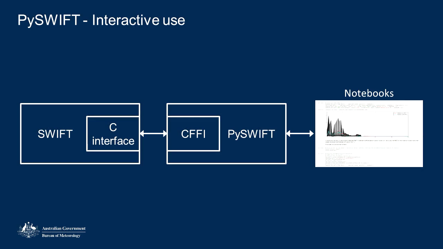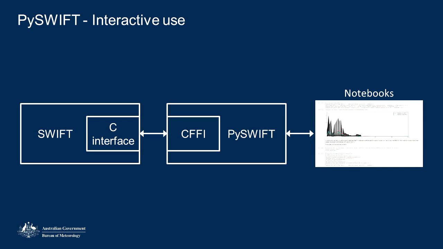This is a more detailed diagram for the interactive use. On the left here, you see the box is Swift. Swift has a C interface. So the C interface is basically some types and a list of functions.